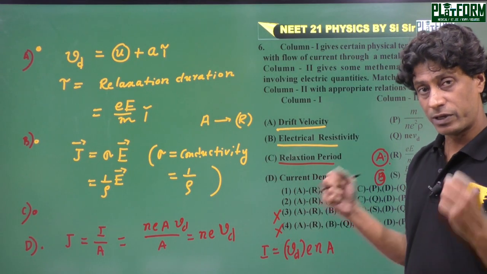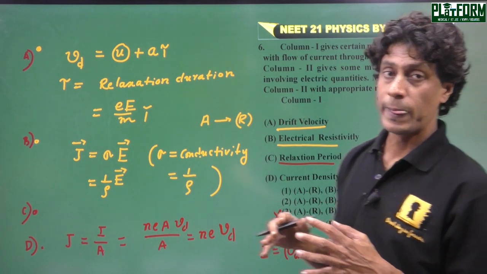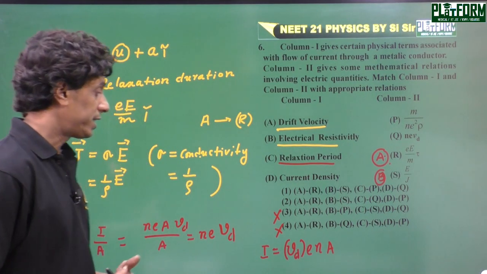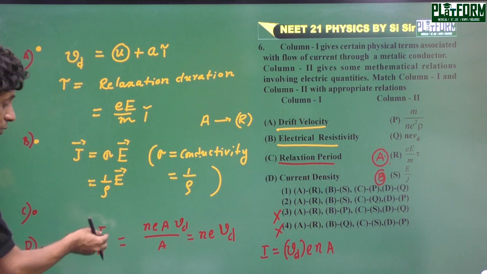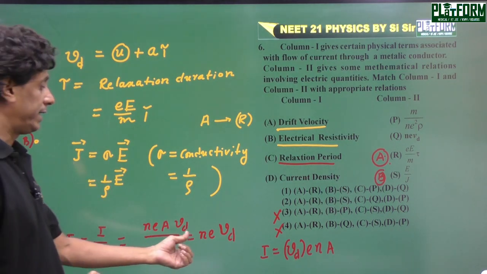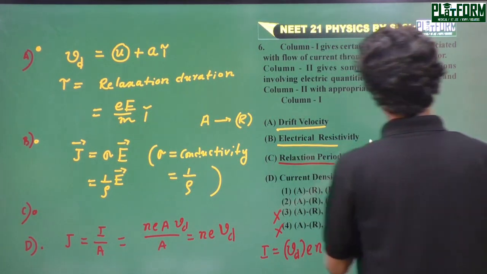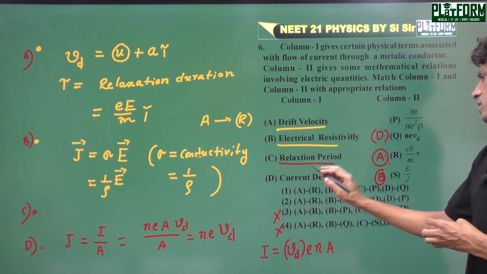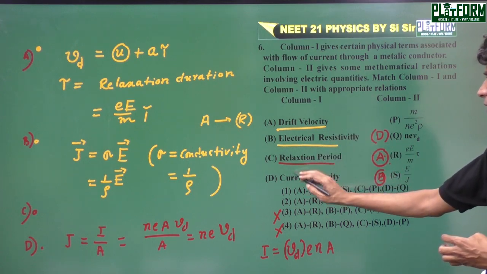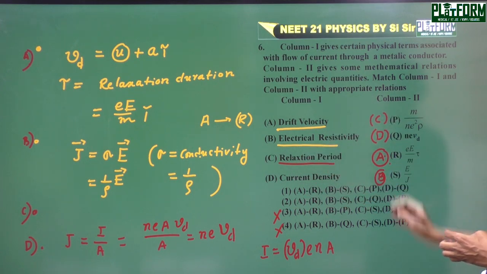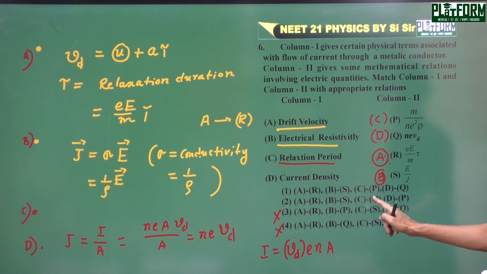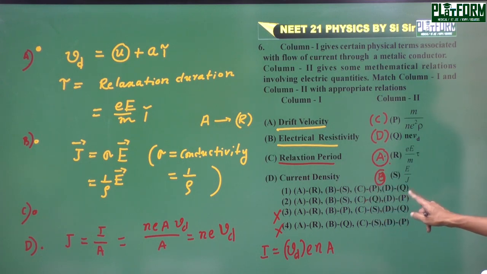Here v_d is the drift velocity of electron, that is the average velocity due to the electric field applied across the conductor. So v_d, e for charge, n for number density, and A for the cross-sectional area. Current density is current per unit area through the conductor, and it is n e v_d. We can write this. So this is D, and Q is D, and obviously relaxation time is C. So if we check C, here P and C here Q. Similarly, we can check D. D is Q and D is P.